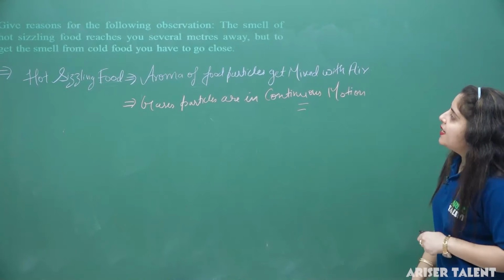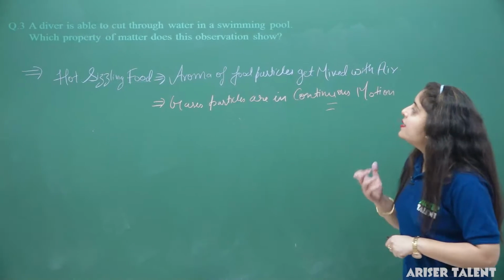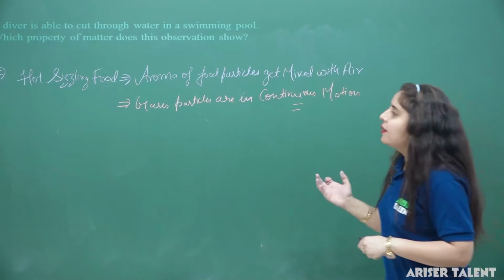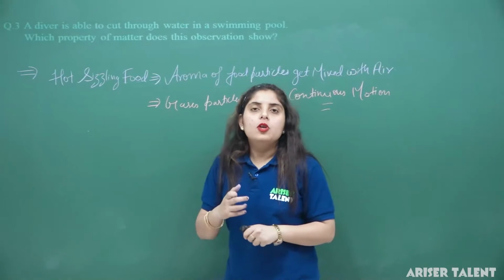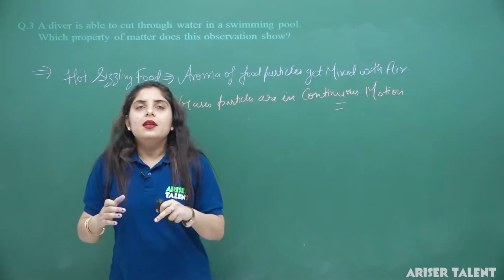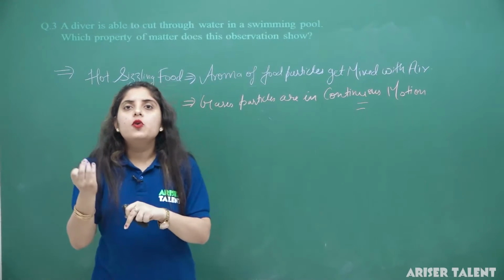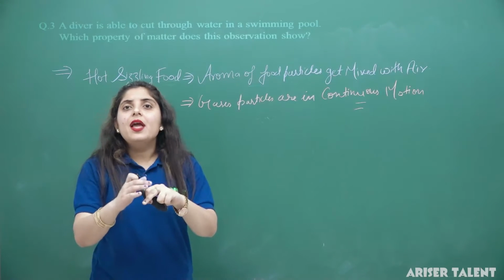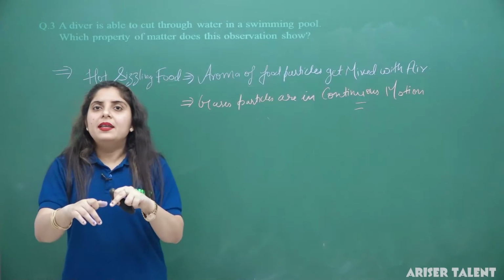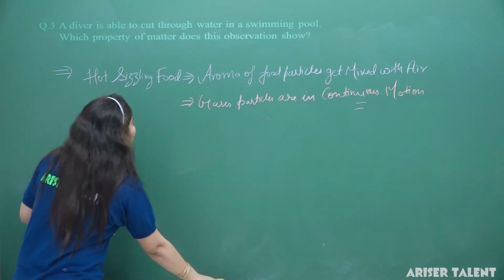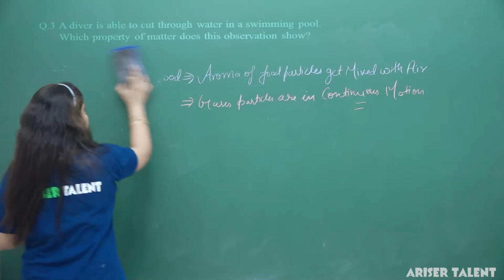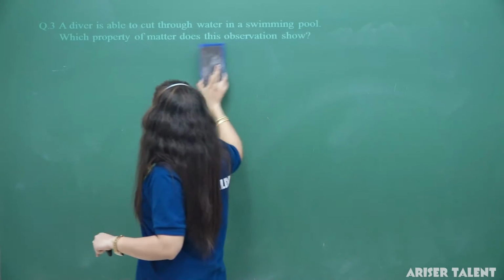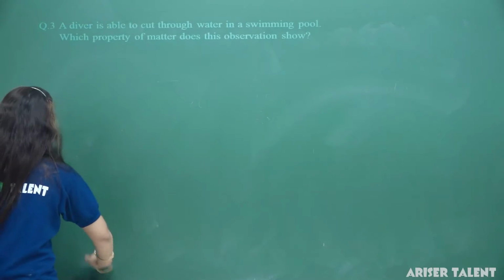Now coming to our next question: a diver is able to cut through the water in a swimming pool. Which property of matter does this observation show? We conclude that the particles of water have some spaces between them. Because of this space, the diver is able to cut through these particles. The property used here is intermolecular space.